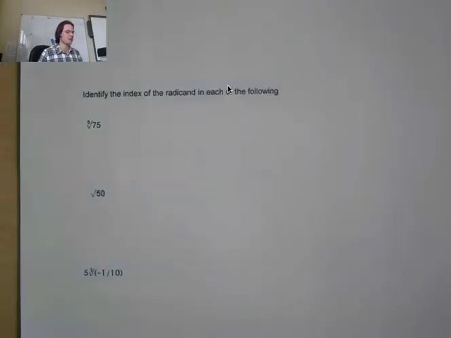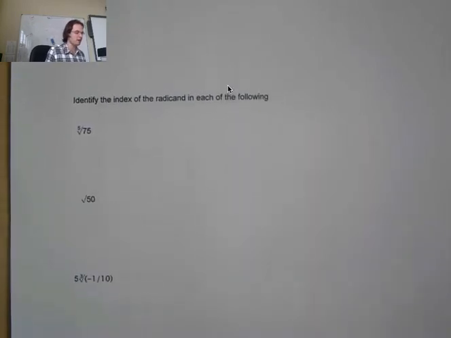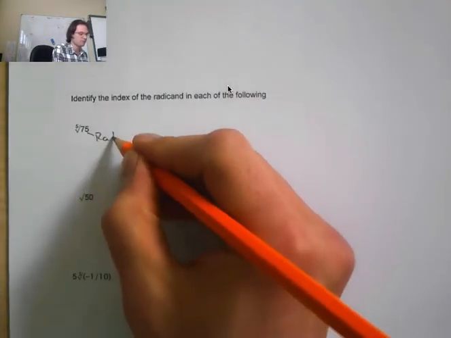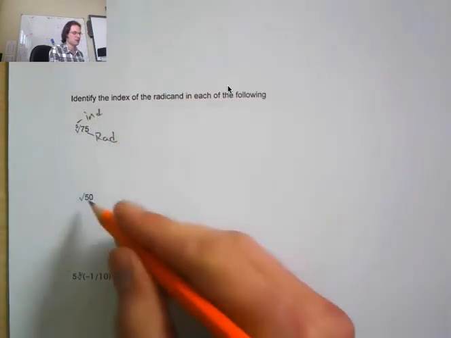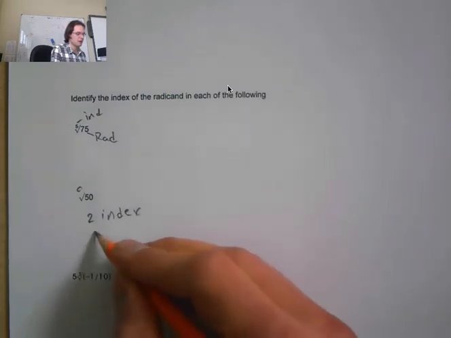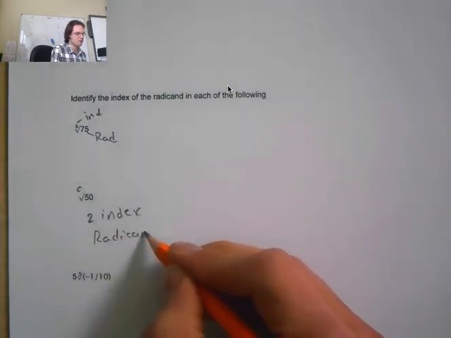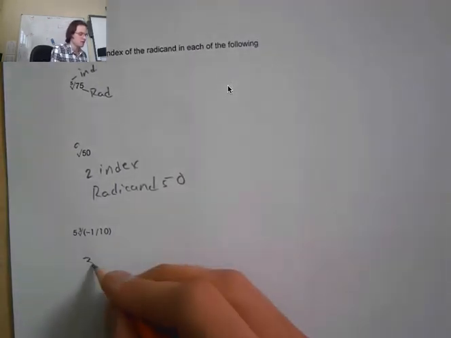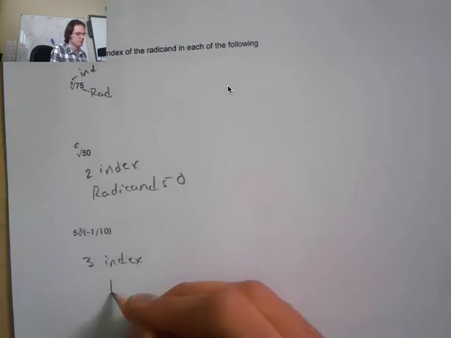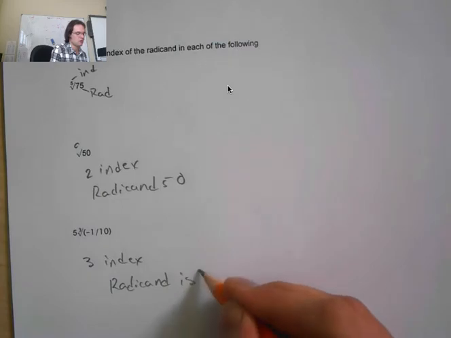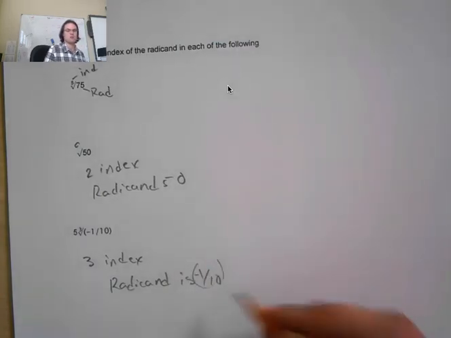Okay? Identify the index and radicand of each of the following. So where is my index? Where's my radicand? Well, here's my radicand. And this is my index. This next one right here, 2 is my index. Radicand is 50. Now let's look at this one here. 3 is my index. Radicand is negative 1 over 10. Okay?